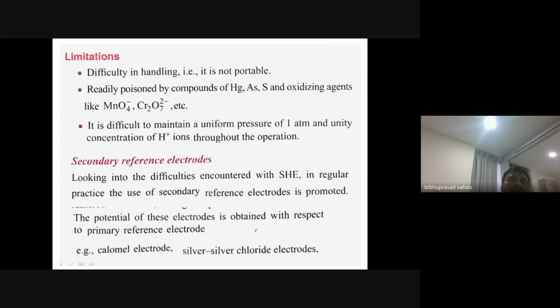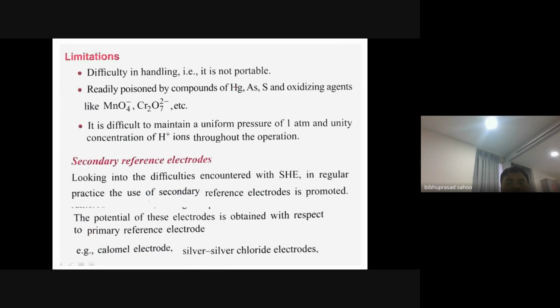Student, what is the limitation of the standard hydrogen electrode? It is difficult to maintain a uniform pressure of 1 atm and unity concentration of H plus, that is 1 molar, throughout the operation, and it is difficult in handling. It is not portable, and is readily poisoned by compounds like mercury, arsenic, sulfur, and oxidizing agents like permanganate ion, dichromate ion.